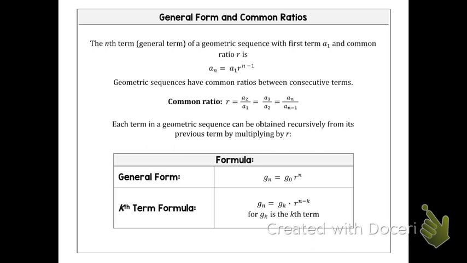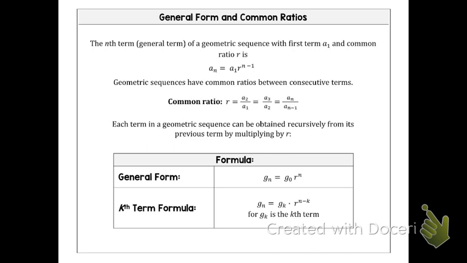It says the nth term, the general term of a geometric sequence with the first term a sub 1 and common ratio r is a sub n is equal to the first term times that common ratio raised to the n minus 1. Geometric sequences have common ratios between consecutive terms. So when we were doing arithmetic, remember we were looking for what we were adding or subtracting. Here we're looking for what we're multiplying or dividing, okay? So to find that common ratio, we can take the second term divided by the first term, the third term divided by the second term, any term divided by the term in front of it.